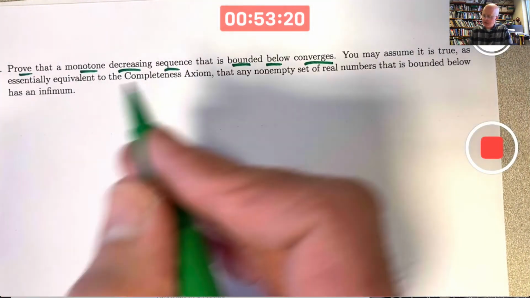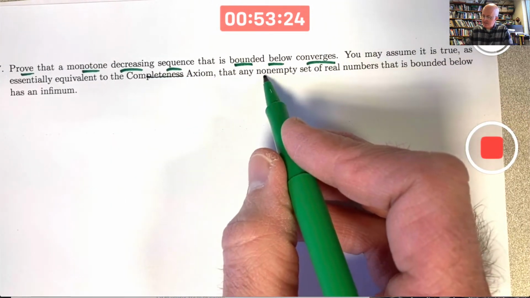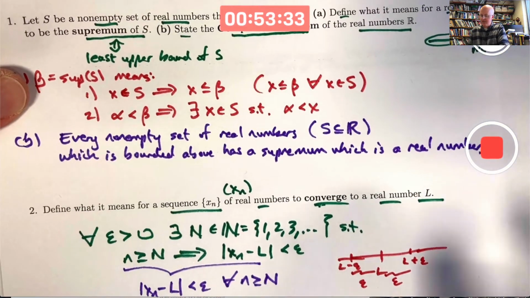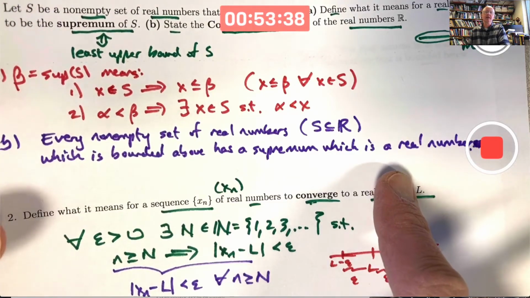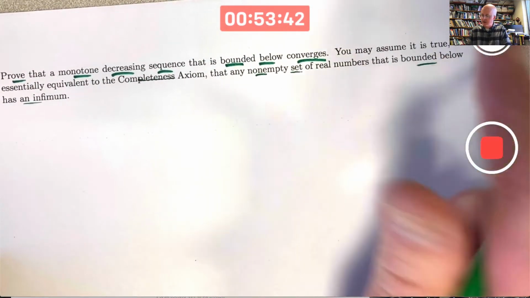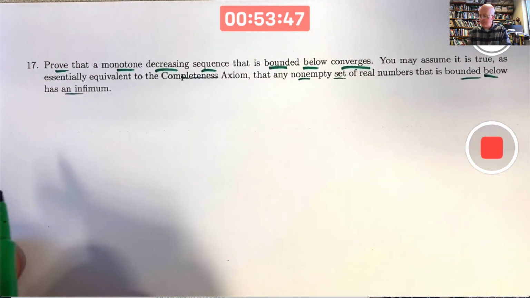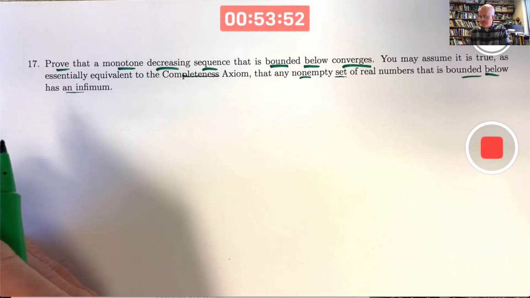And it's based on the completeness axiom. You may assume it is true as essentially equivalent to the completeness axiom that a non-empty set of real numbers which is bounded below has an infimum. The completeness axiom, coming back there again: every non-empty set of real numbers which is bounded above has a supremum in the real numbers. That turns out to be equivalent to saying every non-empty set of real numbers that is bounded below has an infimum in the real numbers. That's the assumption here. We're going to need that. Okay?